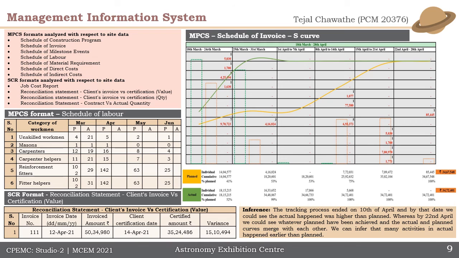The next is the cost management, which was studied, and here we are talking about the management information system, where different MPCS formats, that is management planning and control system formats, were studied, like the schedule of construction program and schedule of invoice. The figure on the right shows the schedule of invoice for the actual and planned. It was seen that many activities in actual happened earlier than planned for the period which we tracked. It can be seen from the S curves, the green and the yellow ones.